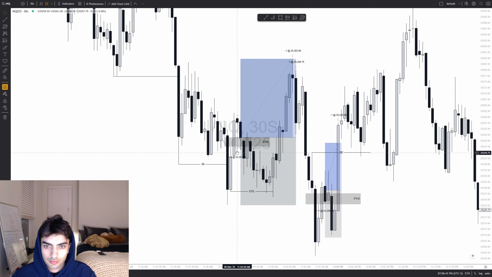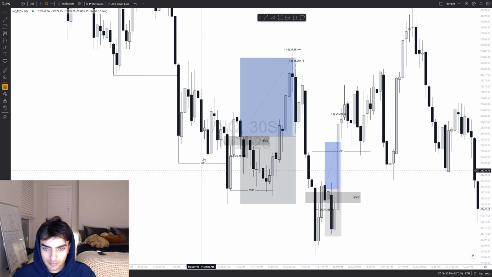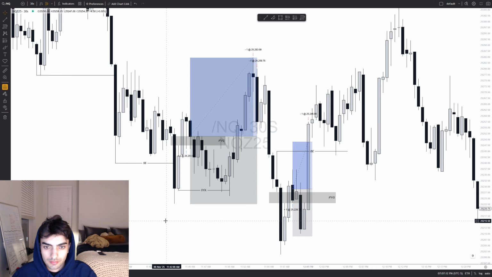So I did enter 2 contracts here, so drawdown was pretty heavy, not gonna lie, from my entry. At the peak, that was about a 25 point drawdown. If you don't know, 25 points is $500, so I was $1,000 in drawdown, but it's happened before. I wasn't really too scared. I was a little scared, I won't lie, but I try to keep emotions as low as possible.